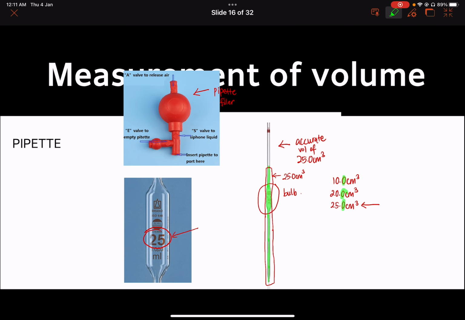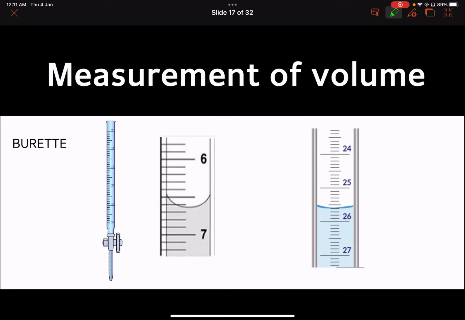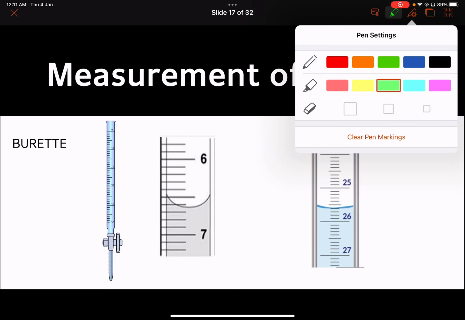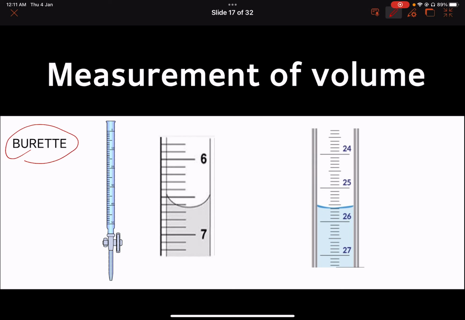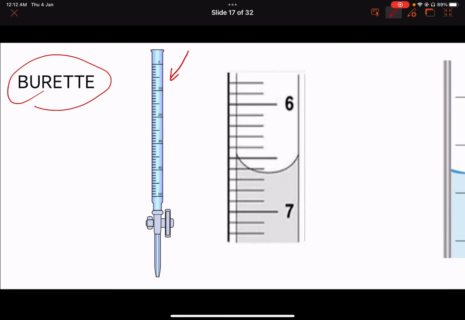So what is the second instrument that also gives us accurate volume? It's called a burette. And this is a simple picture just to show you how a burette looks like. Now I'm going to blow this up. The burette is actually very special because it's an instrument whereby the value of 0 starts at the top of the instrument. Then usually it will have a maximum capacity of 50 cm cube.